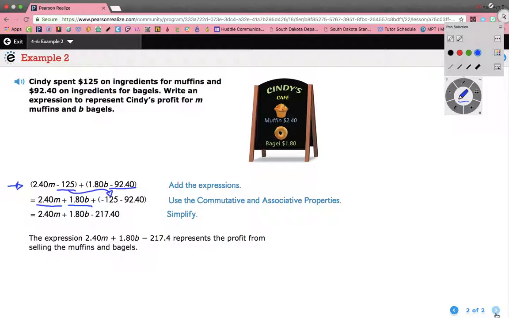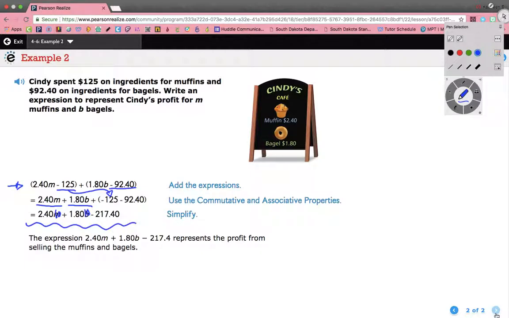$217.40. To find out how much Cindy makes after she sells so many muffins and so many bagels, again, we don't know how many muffins and bagels, this is the equation that she would use to find out her profit. If we wanted to know how many muffins and bagels she had to sell to come out positive, I would probably start by putting a 10 in for both of these. 10 muffins, 10 bagels, because I know $2.40 times 10 is 24, and 1.80 times 10 is 18. I can do tens easily, so tens is easy.